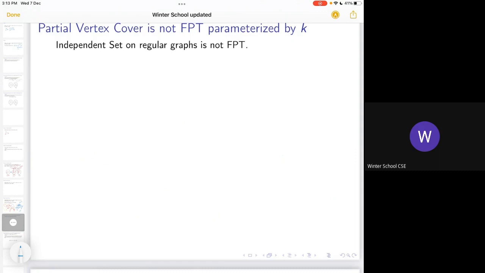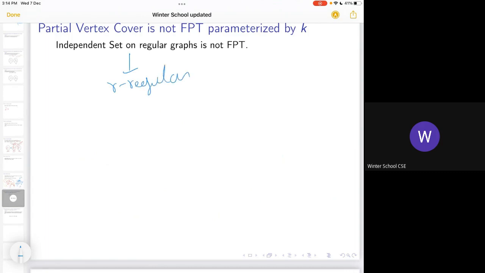So we know that independent set on regular graphs is not FPT. Now, can we design an instance for our partial vertex cover problem? Any thoughts? So for independent set on regular graphs, say it is R regular, and as an input we are given a graph G, which is R regular, and an integer k. So now the question is, create an instance of partial vertex cover.